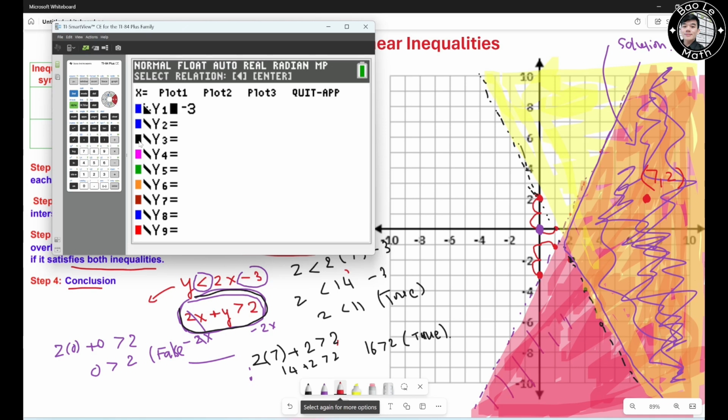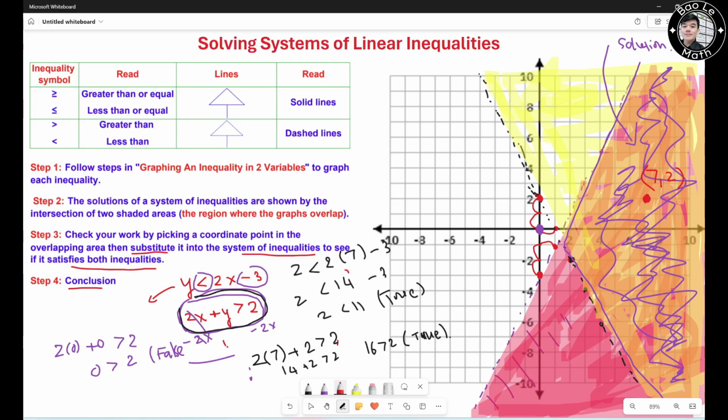Alright, so we input the values right here. It's going to be 2x minus 3, right? So I have 2x minus 3. Now the second inequality right here, I need to convert this one into slope-intercept form, which is y greater than negative 2x plus 2, right? This one right here.